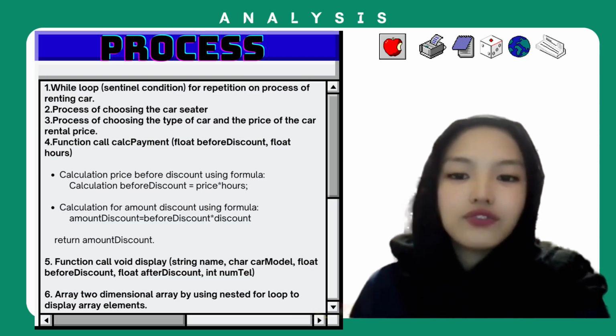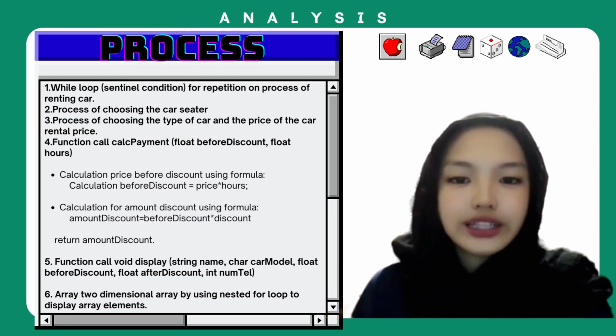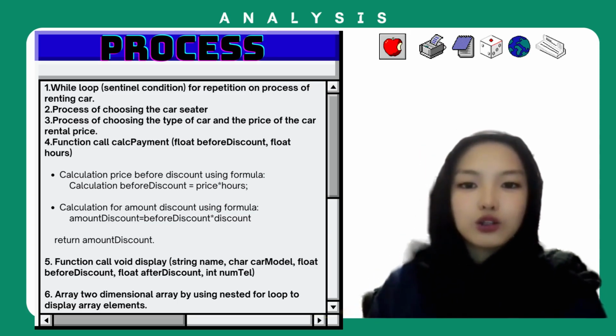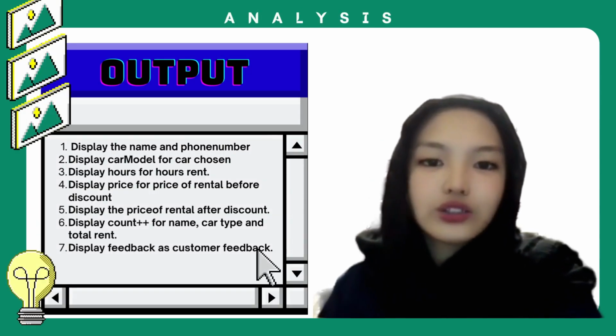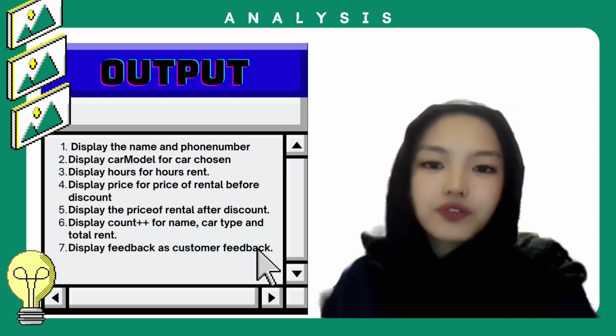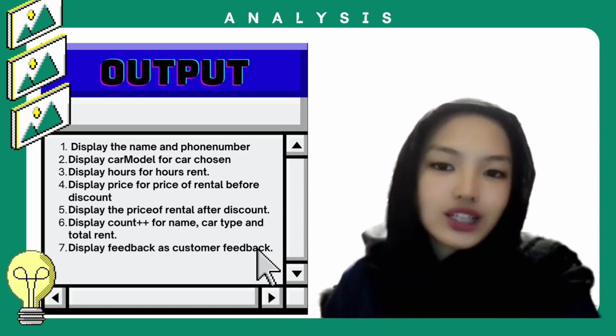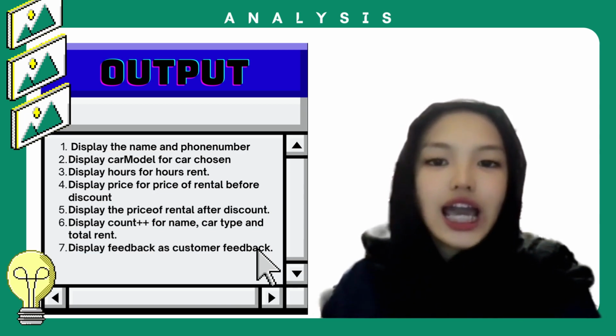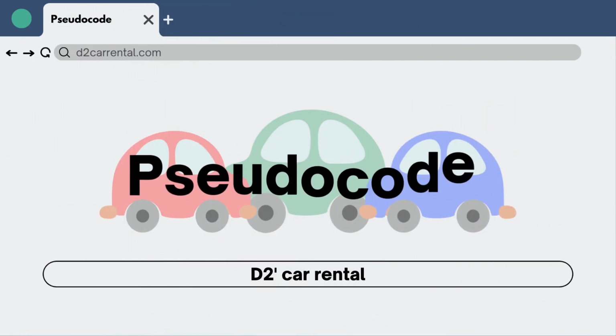Next, we have a function called void function, void display. And lastly, we have an array for a two-dimensional array by using nested for loops to display array elements. For output, the car model for the car chosen and hours for hours rented are displayed, followed by the price of rental before discount and after discount. Lastly, display count plus plus for name, car type, and total rent, as well as customer feedback.